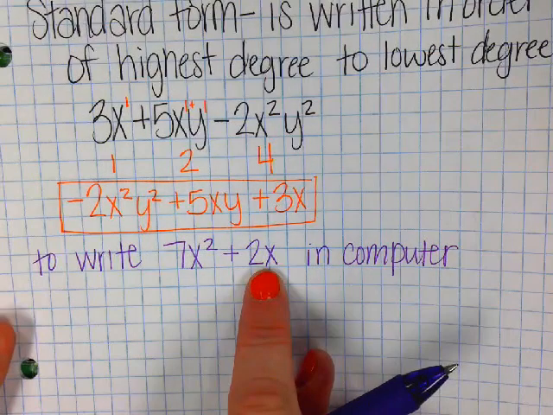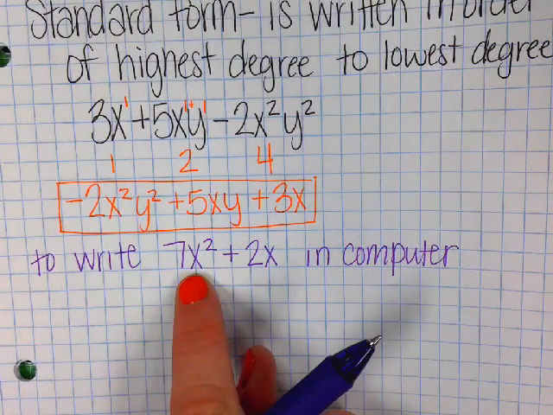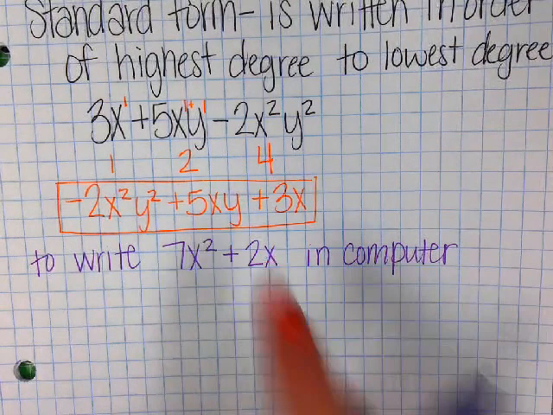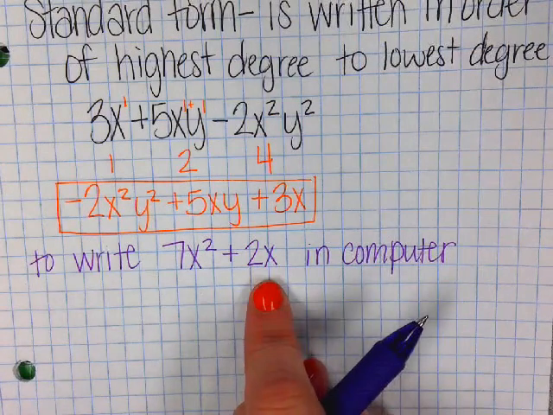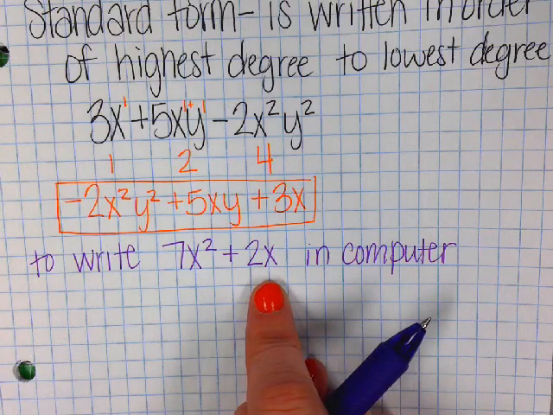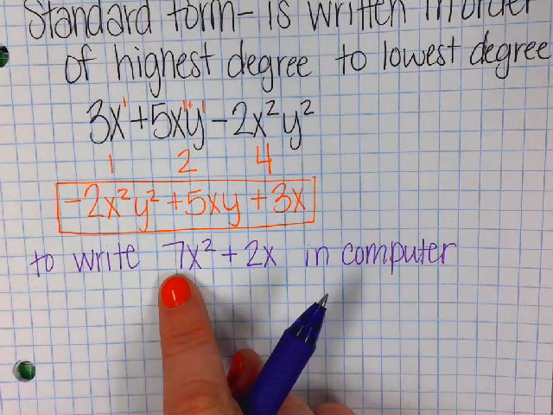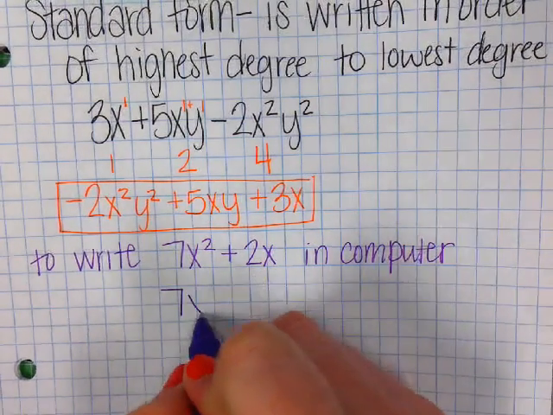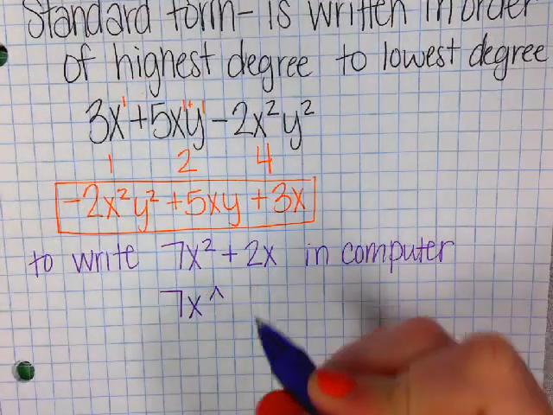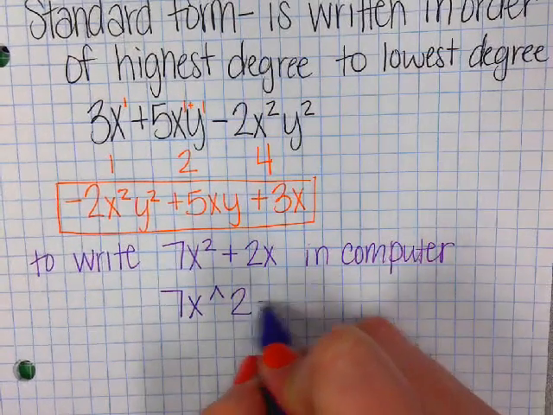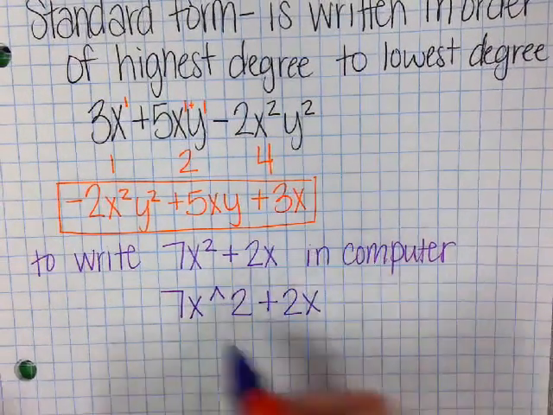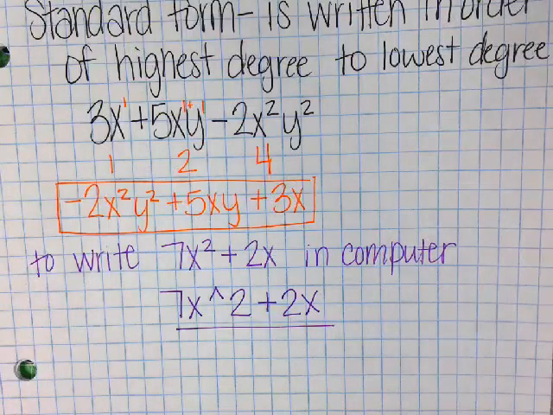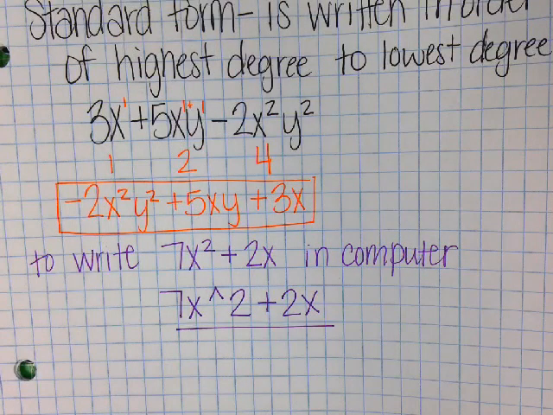The last thing I need to explain is how you can write this in the computer, because on your assignment you are going to have to write something like 7x squared plus 2x. So let's write it in standard form first. So what needs to be written first? Oh, it's already written in standard form because the highest degree is first. So you would write it 7x caret, the caret is shift 6, 2 plus 2x. That's how you would type it in the computer.